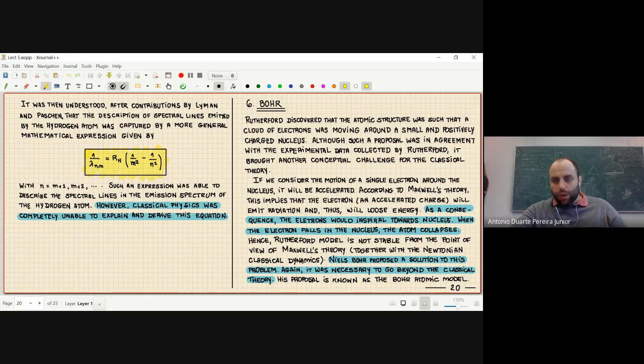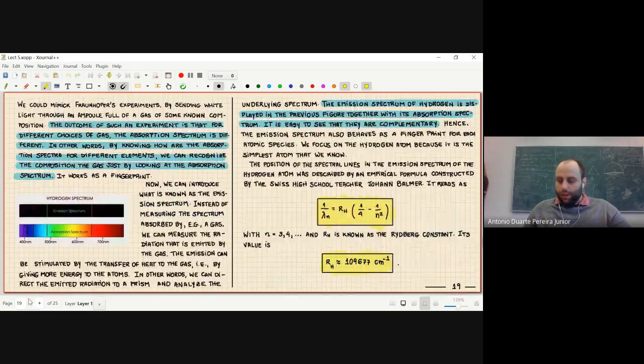Mahmoud is asking if the units of lambda are in meters or centimeters. Actually, it doesn't matter. You can use both. But look, this value that I gave to you for the Rydberg constant is given in centimeters to the -1. So if you plug this value exactly there, you're going to express the wavelength in centimeters. But you can just change this expression from centimeters to the -1 to meters to the -1 or nanometers or whatever unit you want. You just have to be careful with the value that you replace there.